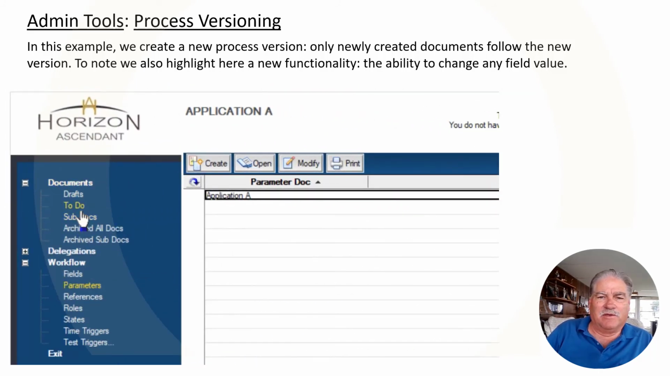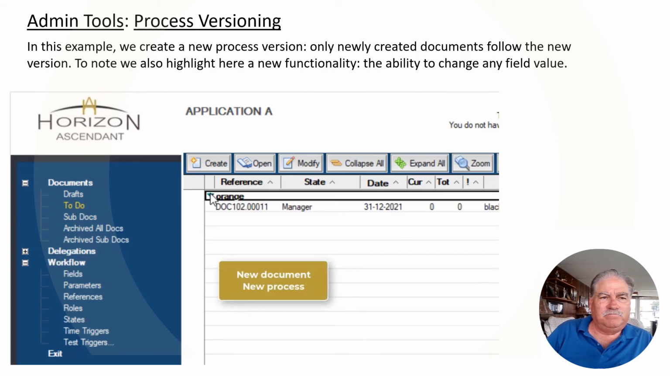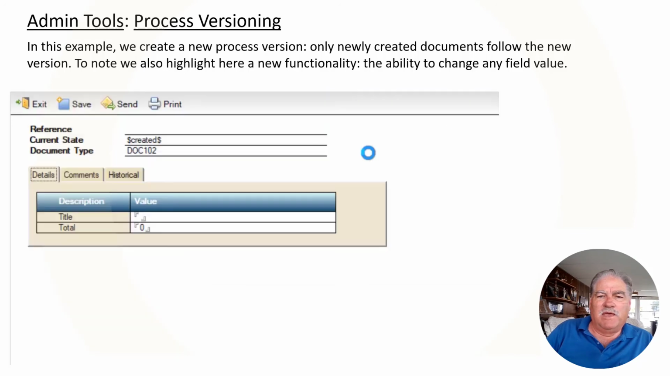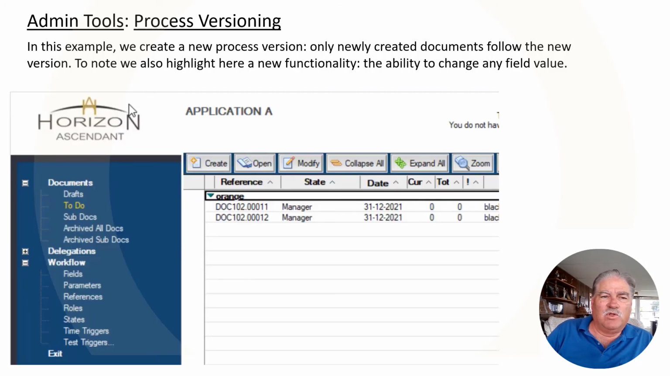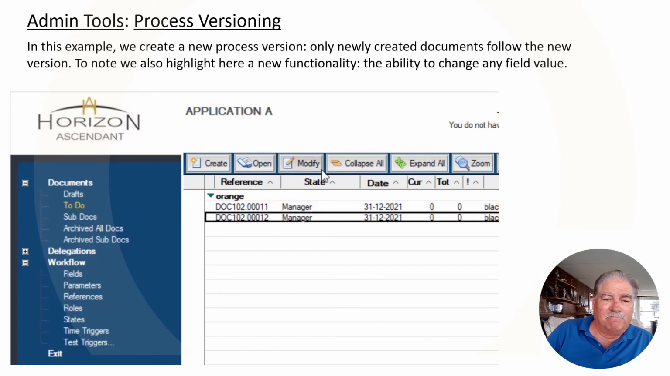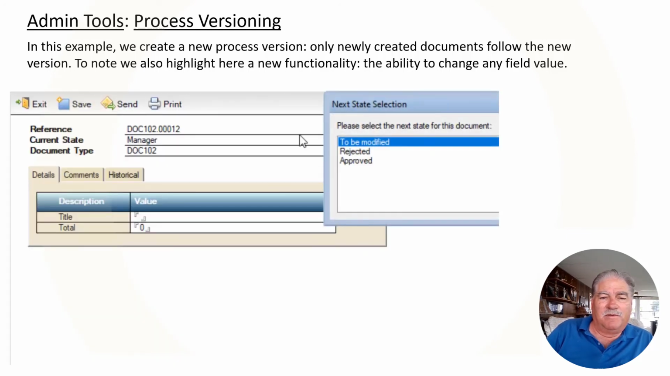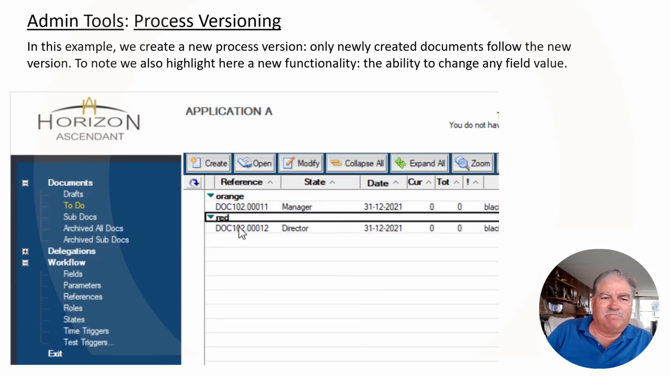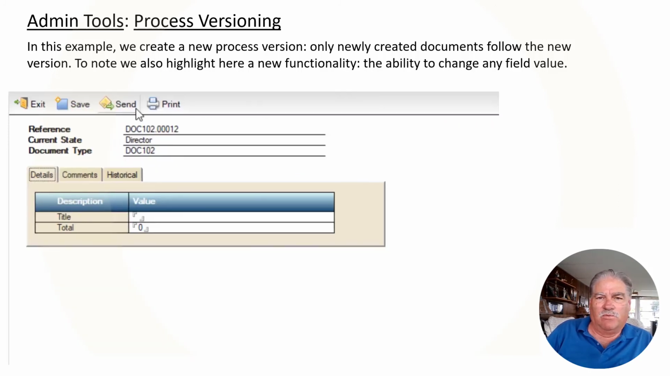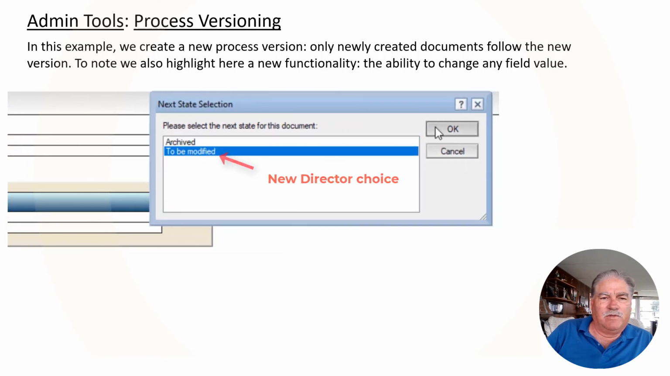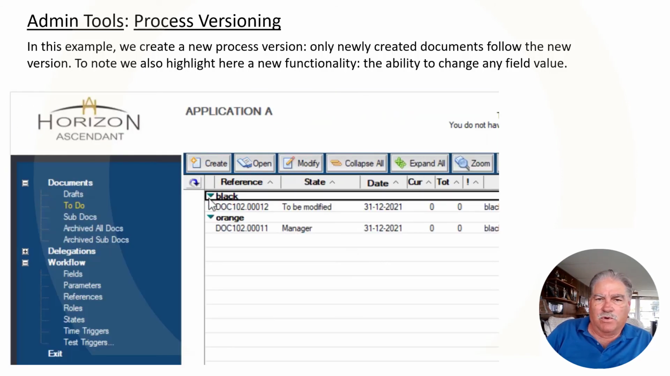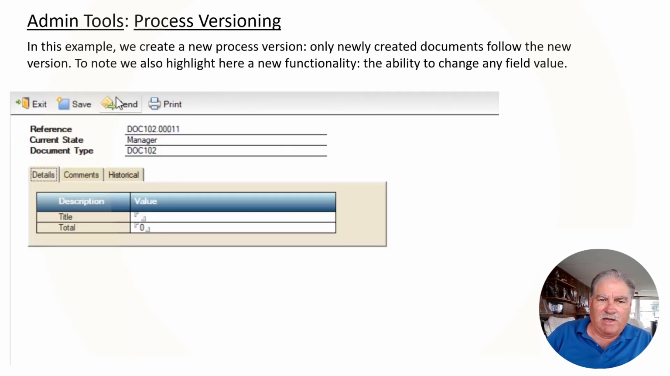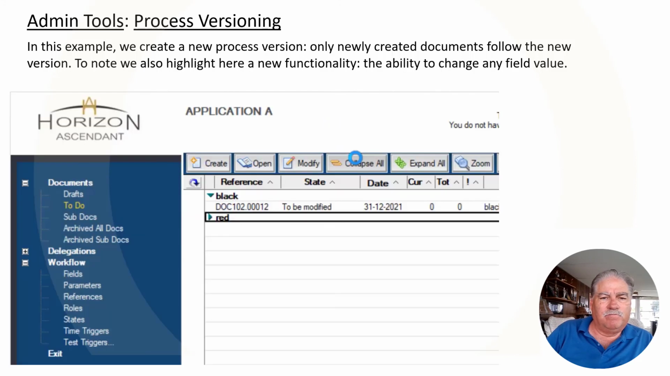And now let's see what it looks like. So this will be a new document using, we hope, the new process. Again, we're just going in as DB admin, who can simulate all these roles. And there is our new director choice, the modification we just put in the state documents. And the document was sent back to the author for modification.